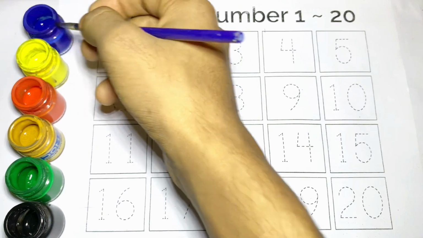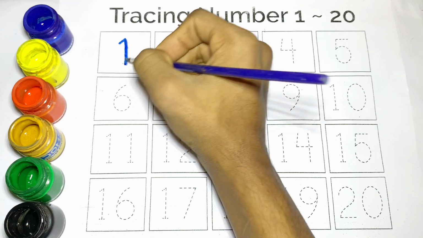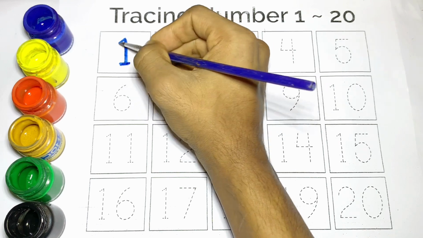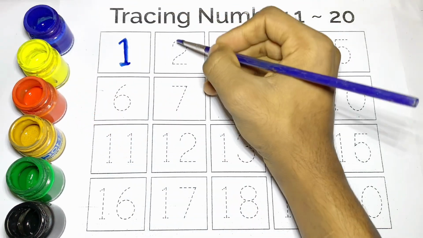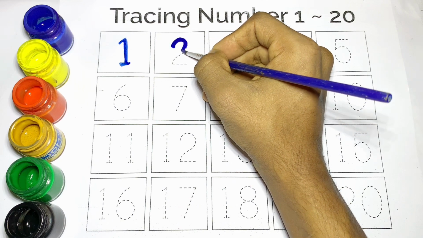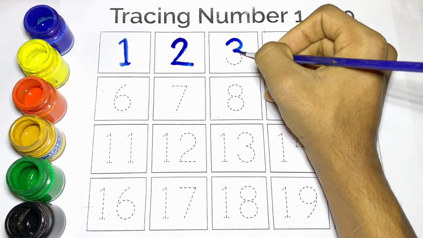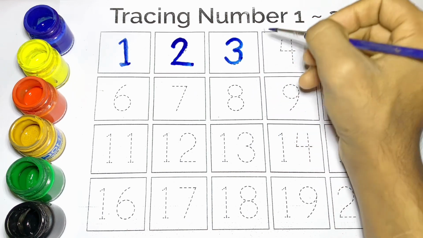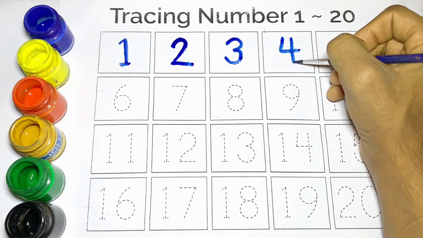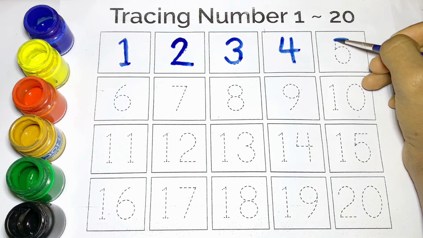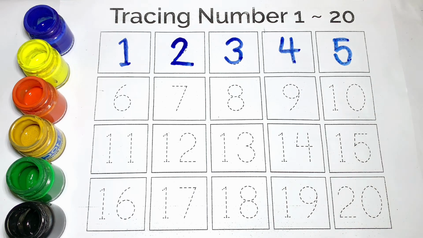Kids first draw 1. The number 1. O N E, 1. And use blue color. Kids again use blue color and draw 2. T W O, 2. T H R E E, 3. F O U R, 4. F I V E, 5.